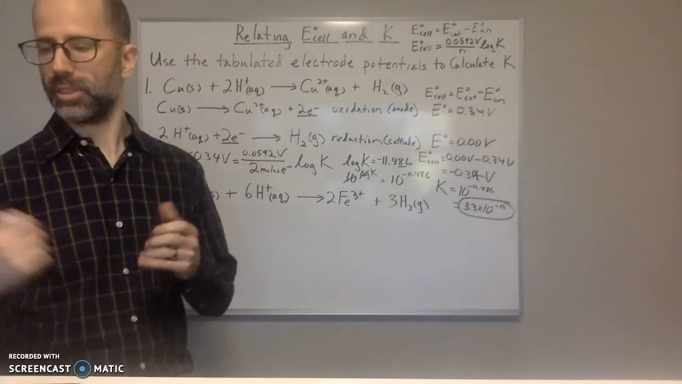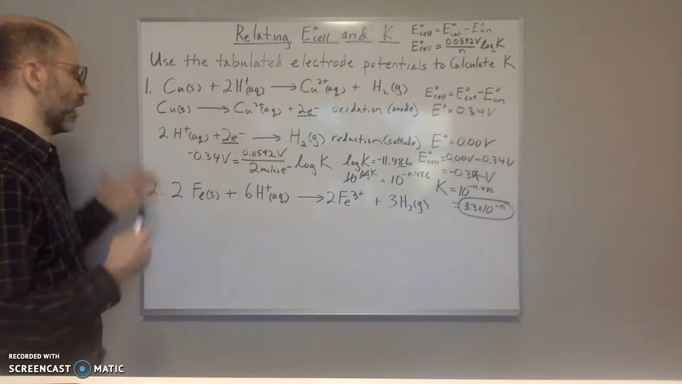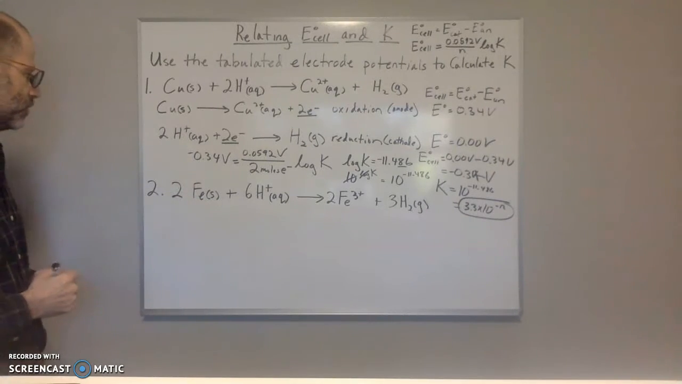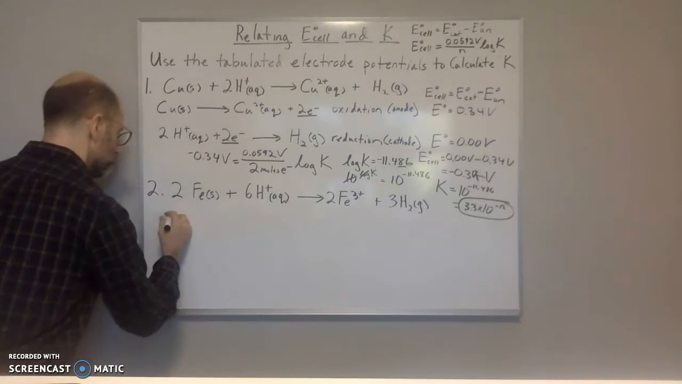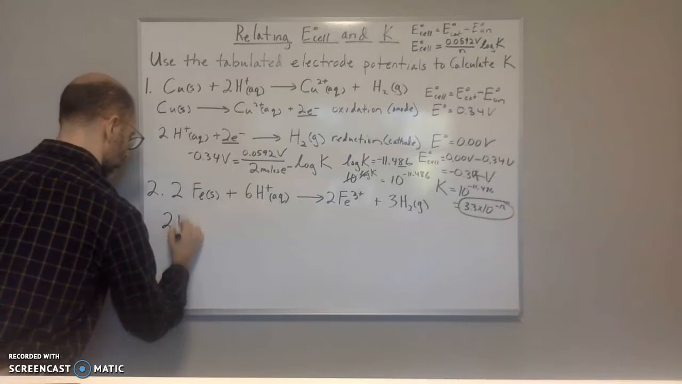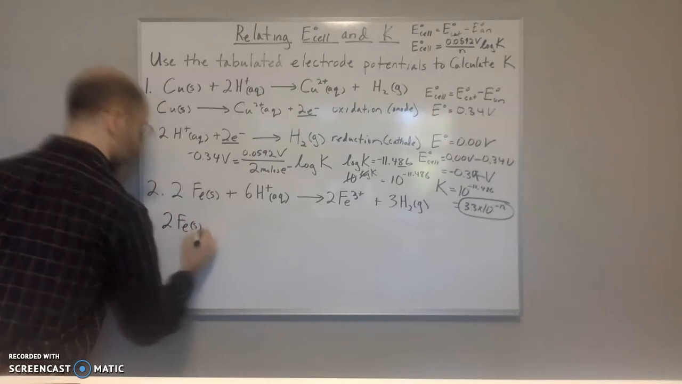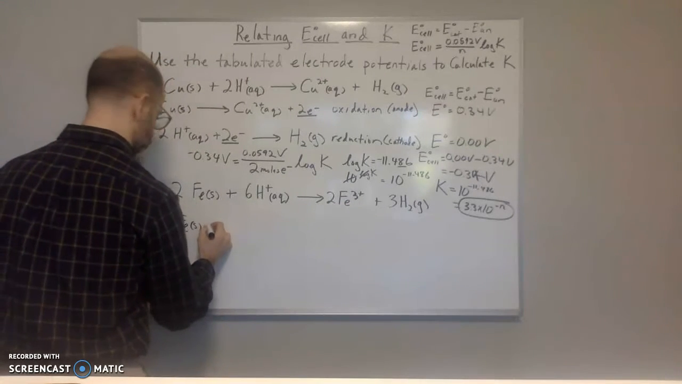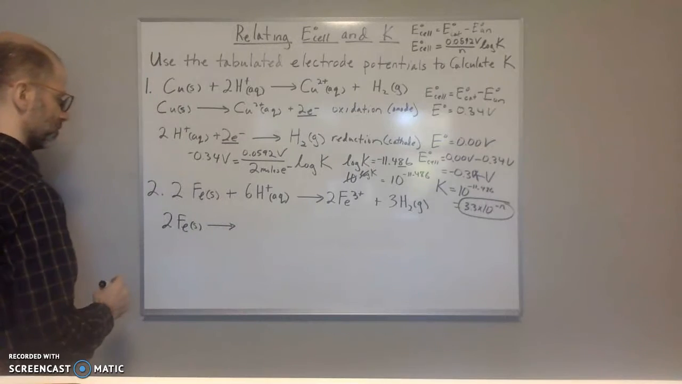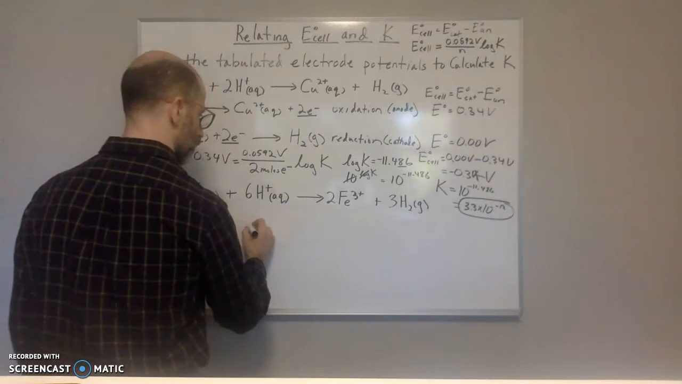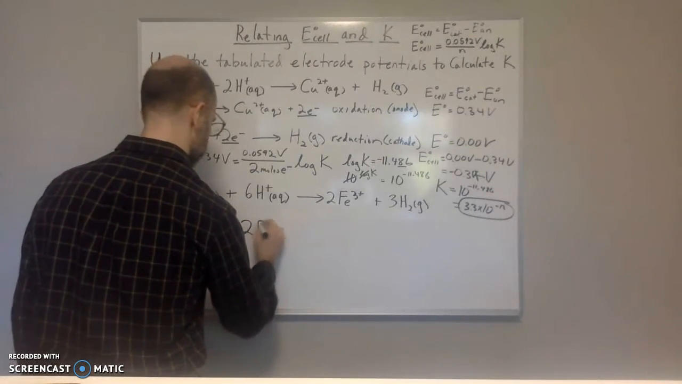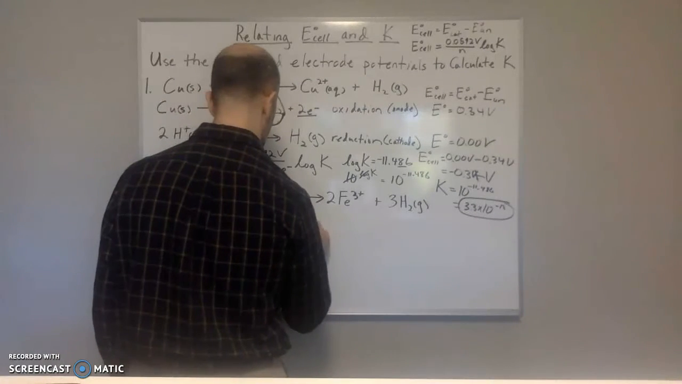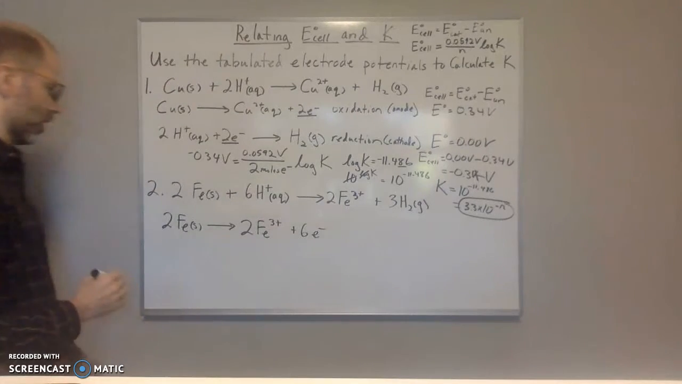All right, well, what about number 2? So number 2, same thing. We got to do the same thing. We're going to break this up into its 2 half reactions. So here we have iron. So we have 2 iron solid, and that's going to iron 3 plus. So we're going to lose electrons. So here we're going to 2 iron 3 plus. That means that we lost a total of 6 electrons.